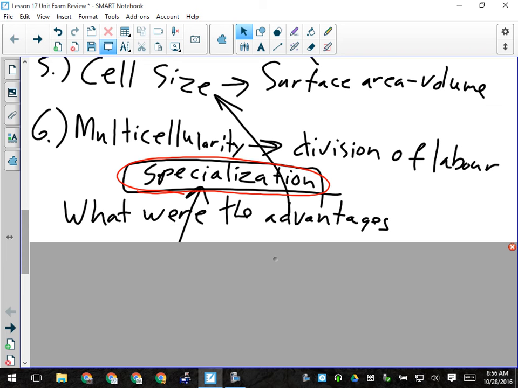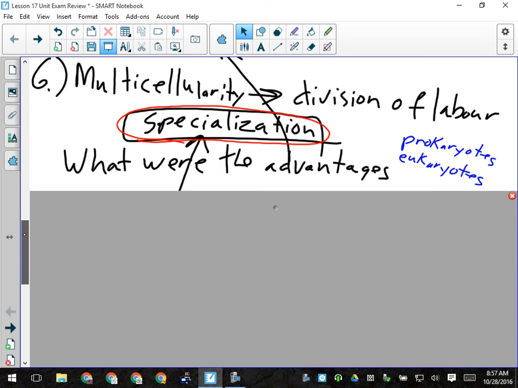Okay, will you need to know the two cell types? Eukaryotes and prokaryotes. Yes, most likely in a multiple choice kind of situation, but definitely know the difference between prokaryotes and eukaryotes. If you're multicellular, which one are you? Right, you're eukaryotic. And eukaryotic cells have, what's the big long word? Starts with C. Compartmentalization, right. Hey, it started with C.